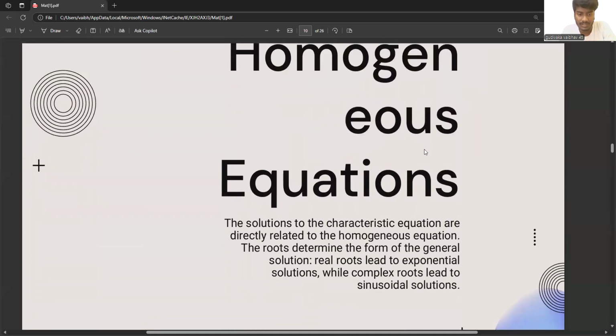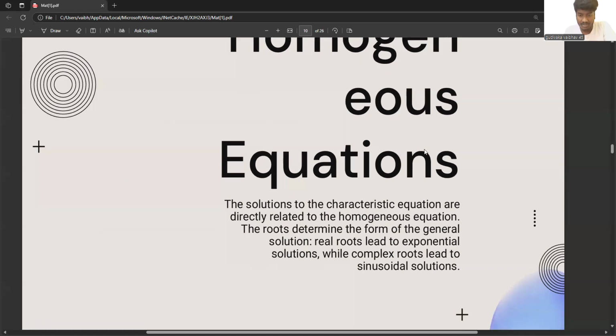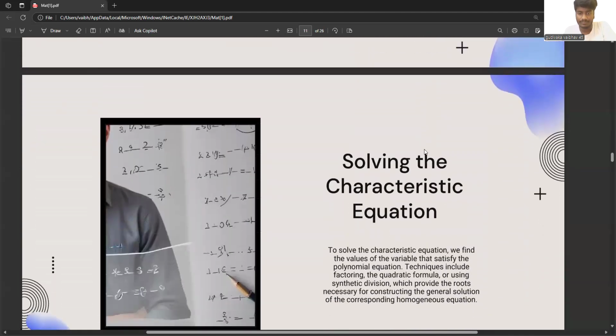Homogeneous equation. The solutions to the characteristic equations are directly related to the homogeneous equations. The roots determine the form of the general solutions. Real roots lead to exponential solutions, while complex roots lead to sinusoidal solutions.